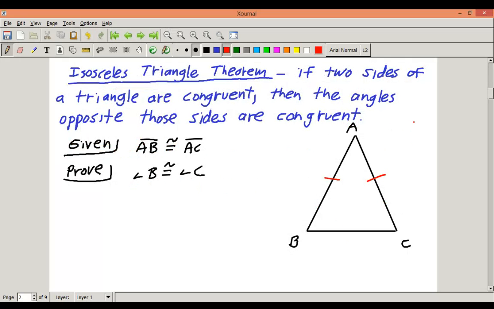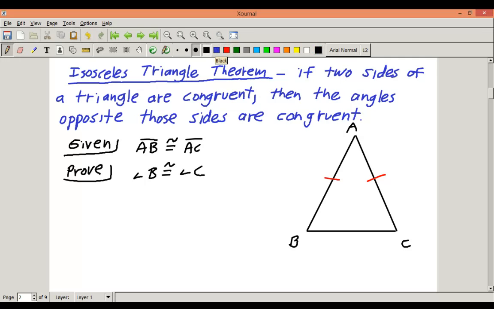Let's dive right into our first theorem. This is called the isosceles triangle theorem, and it says if two sides of a triangle are congruent, then the angles opposite those sides are congruent. So you're given in that diagram that side AB is congruent to side AC. That's marked off there. And you're trying to prove that angle B is congruent to angle C. Okay, so we have the three elements for proof there. We have a diagram, what's given, and also what we're trying to prove.